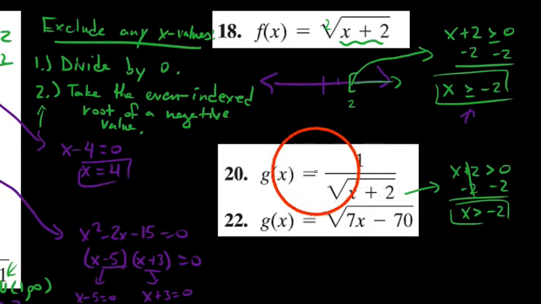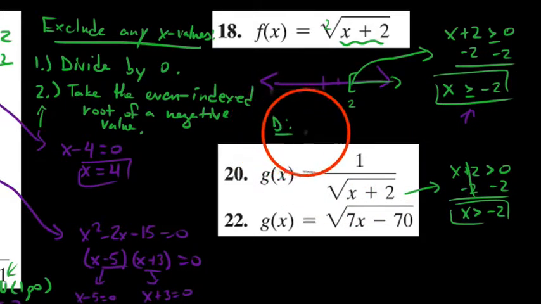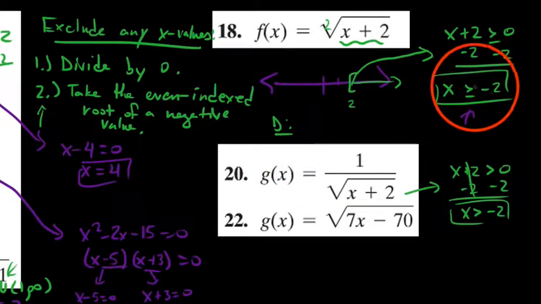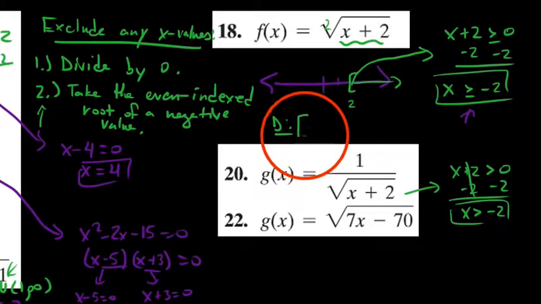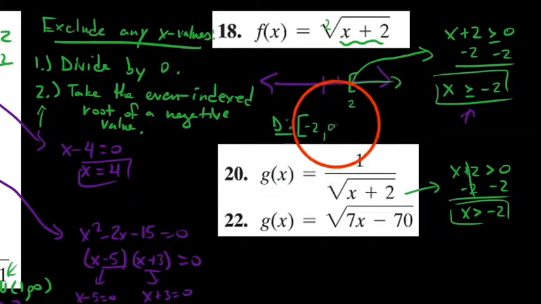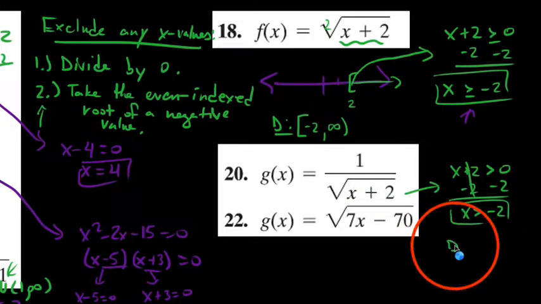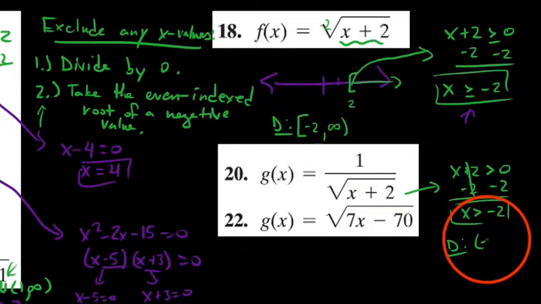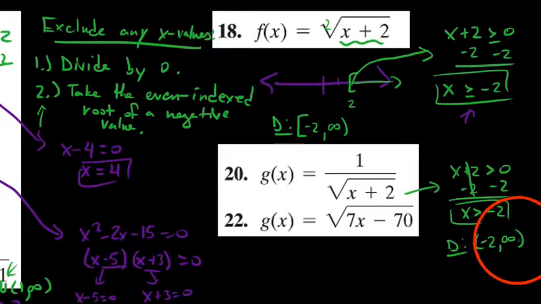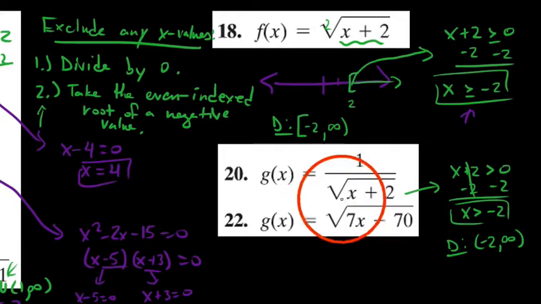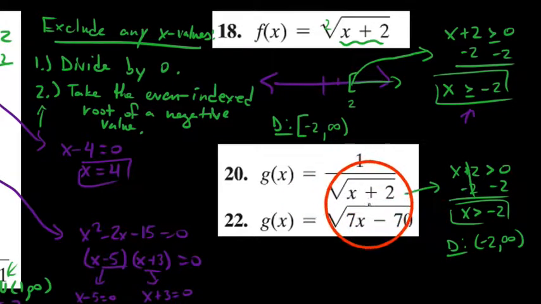So looking at these here, we do want to write the domain in interval notation. Because it's greater than or equal to -2 here, we're going to include -2 and say that it goes out to infinity forever and ever. And down here I would say its domain is starting on the other side of -2, but not equaling -2, because if you do, you'd get -2 plus 2 is 0, and the square root of 0 is 0, and 1 divided by 0 is undefined.